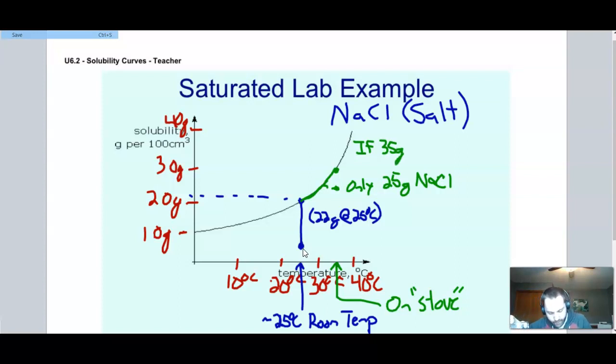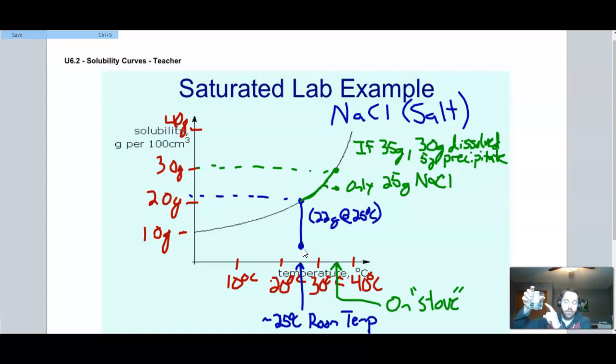It would mean that I have 30 grams dissolved, 5 grams precipitate. And we're going to use precipitate here, just like you've seen in previous units, meaning it's just sitting at the bottom down there as a solid. So if I had 35 grams here, it would mean that 30 grams could actually be dissolved in the water. This graph shows just how much the water can dissolve. That would mean I have 5 grams sitting at the bottom. So that is still just a saturated solution.